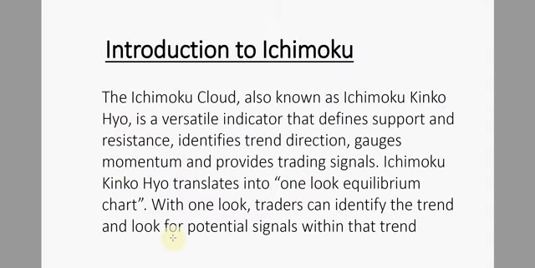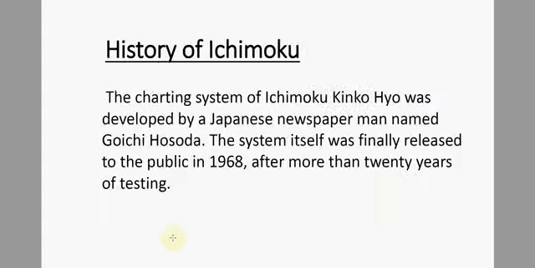Introduction. So the cloud itself is known as Ichimoku Kinko Hyo. It's a very good indicator that defines support and resistance. It also identifies trend directions, gauges momentum, and provides trading signals. So Ichimoku Kinko Hyo translates into one look equilibrium chart. With one look, a trader can identify the trend and look for potential signals within that trend.